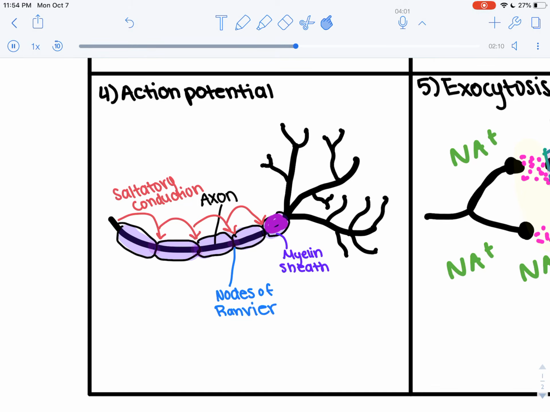The nodes of Ranvier are parts not covered by the myelin sheath on the axon. So the nodes of Ranvier are right here, in here, in here. This process is called saltatory conduction, which is basically when the signal jumps from one node to another.